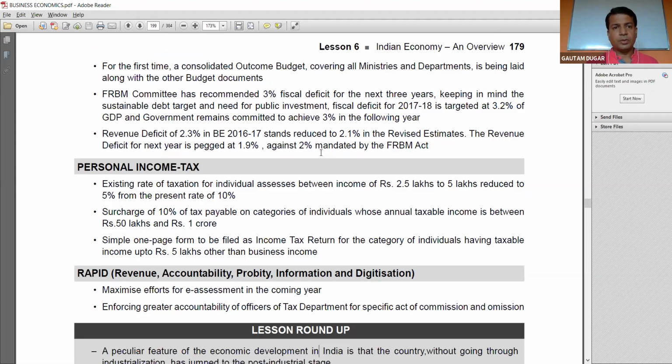Just a few questions, and even this portion, the personal income tax slab rates have been reduced. You must know these slab rates have been reduced in the budget. I'll just come up with a few sample MCQs.